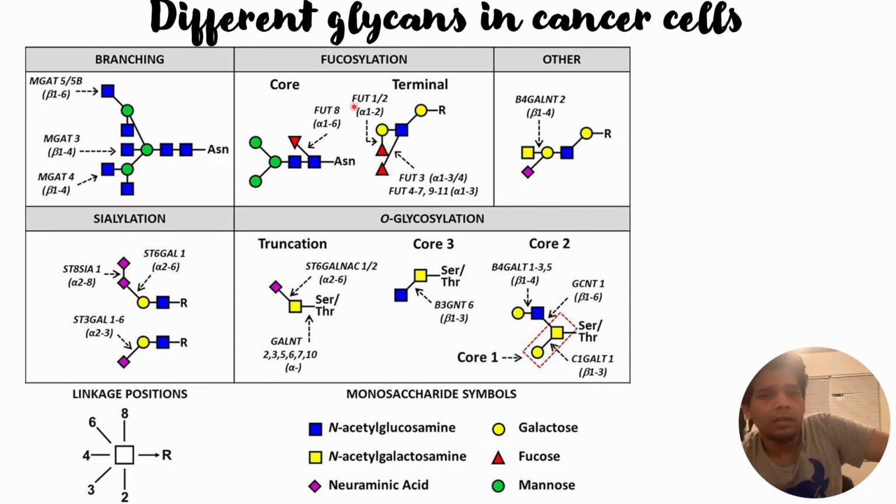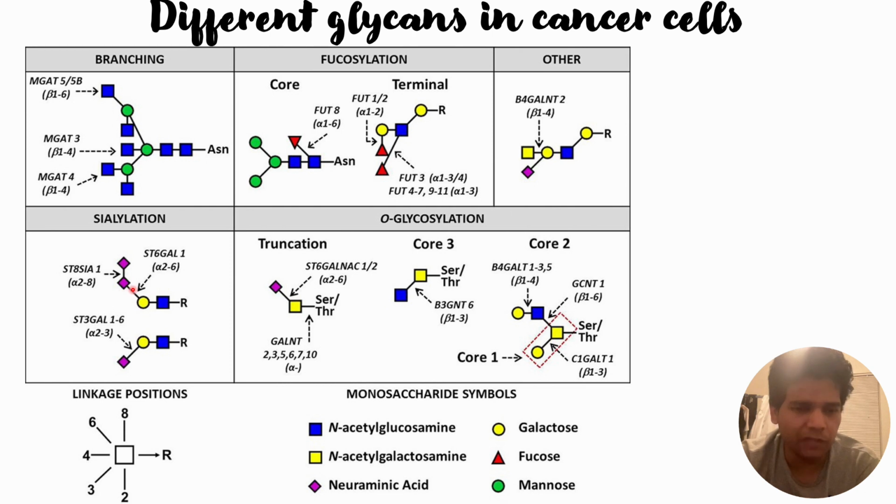And apart from these aberrant glycan structures, there are other glycan structures that are also found, and one of them is mentioned here: the galactose addition to the GalNAc can be done with the help of the enzyme B4GALNT2, and this helps in beta 1,4 linkage of galactose with this GalNAc, and these are also found in the case of cancerous cells.